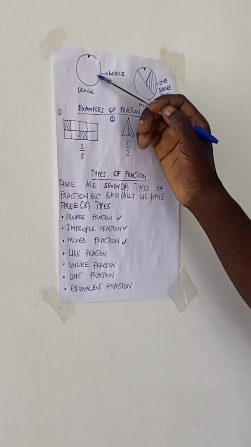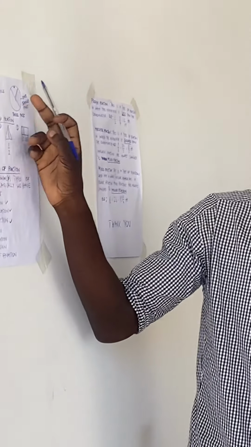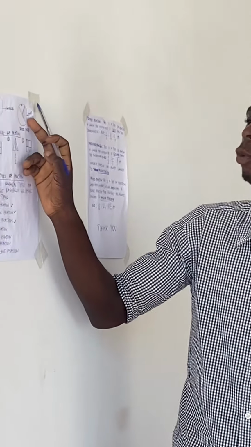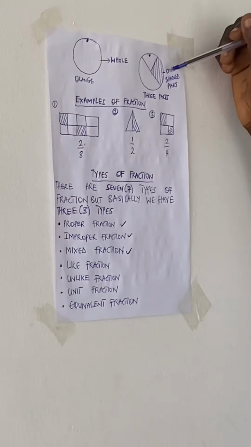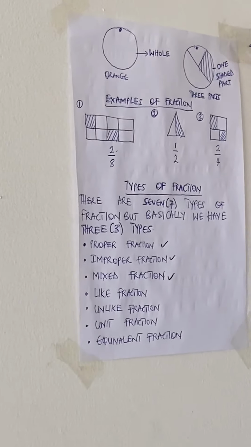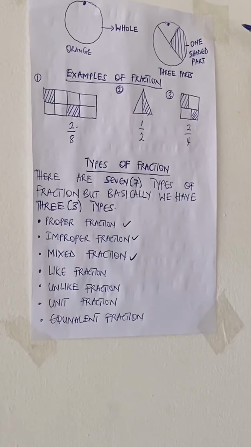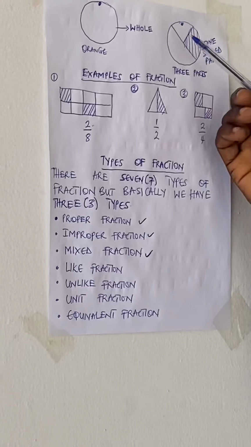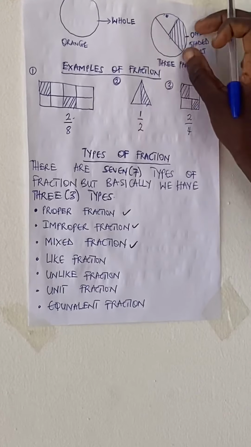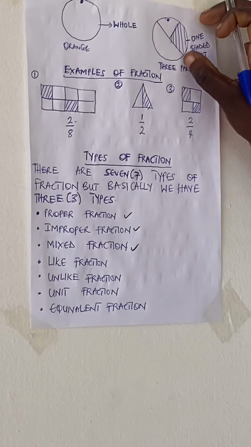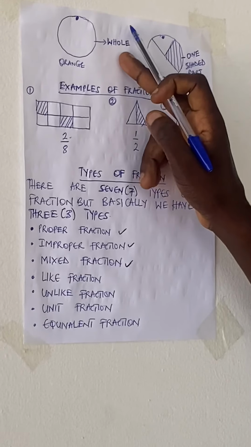You see this orange is divided into 3 main parts. So, we see that one of these shaded parts, the 1, is the numerator, and the total number of parts, which is 3, is the denominator. That's why I said fraction is part of a whole. So this one is shaded out of the total division, which is 3. So parts of a whole, as written here.